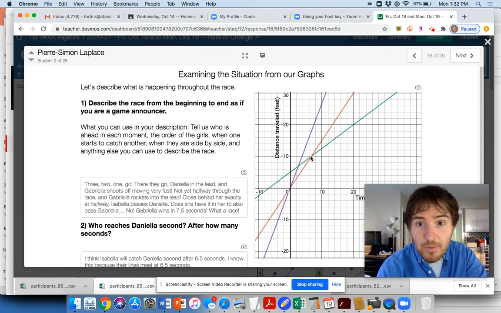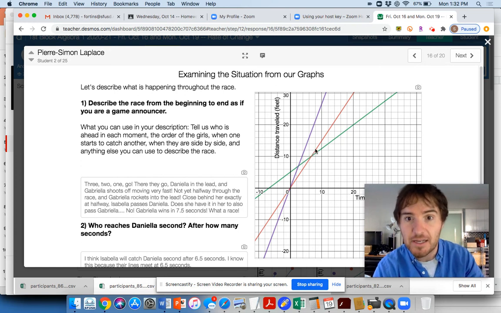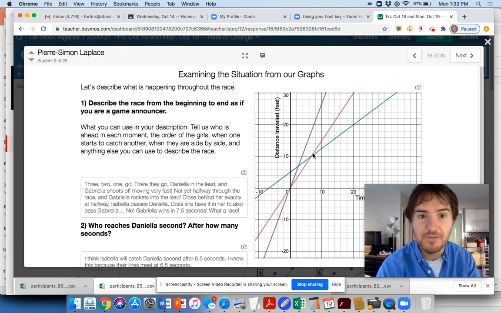Isabella, oh, wait, about 10 feet? Yeah. Okay, so a little bit past halfway. Close behind her at exactly halfway, Isabella passes Daniela to get into second place here. So she's in second place at the 10-foot mark here, which again was about 7.5 seconds.